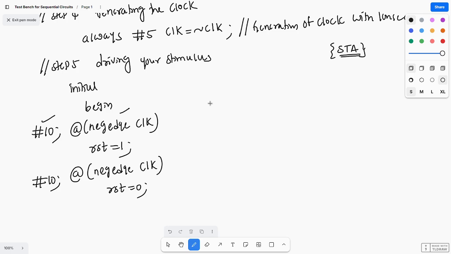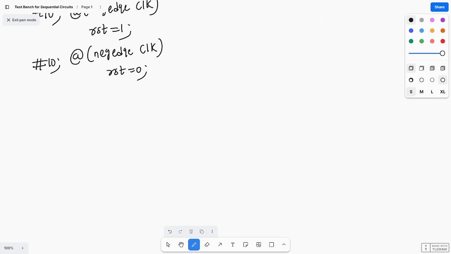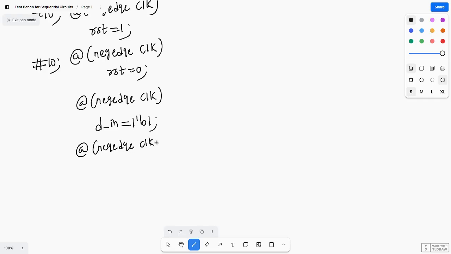Next, at the rate negedge of clock, first I am applying d underscore in equal to 1 tick binary 1. After this, at the rate negedge of clock, d underscore in equal to 1 tick binary 0. End and end module.